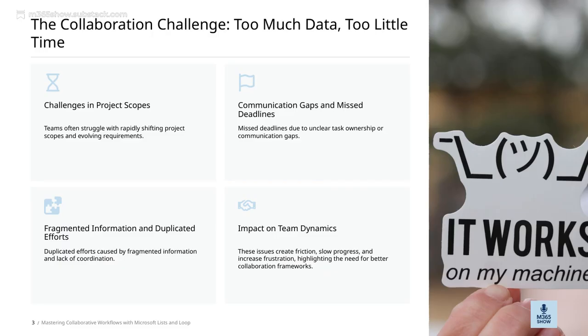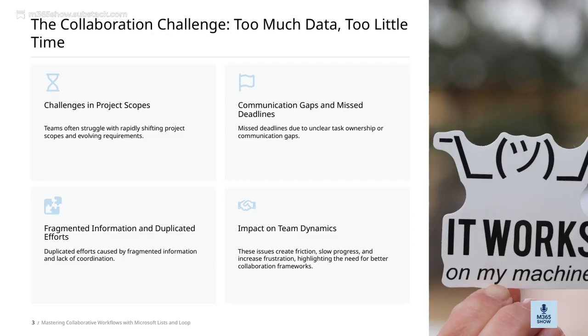Now, let's look at the impact on team dynamics. Fragmented information can lead to duplicated efforts because team members might be working on the same tasks without knowing about each other. This lack of coordination can really hamper productivity.